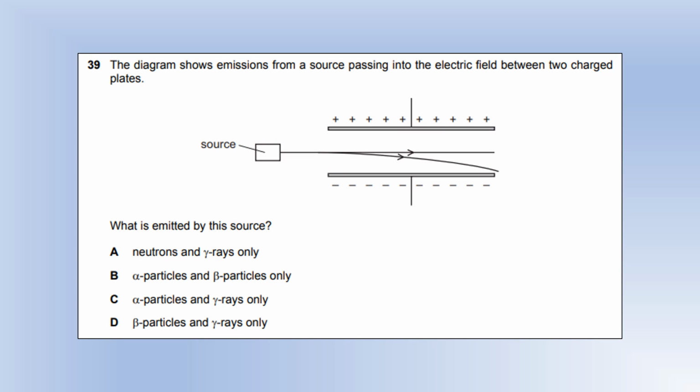The diagram shows emissions from a source passing through an electric field between two charged plates. What is emitted by this source? So looking at this diagram, we've got one that goes straight on, which must mean that is neutral. And we've got one which bends towards the negative plate, which must mean it's positive. So we need to look for one that has a neutral and a positive. So A has two neutral, so that's not right. B has a negative one, which we don't need. C has a positive and a neutral, so that looks good. D has negative and neutral, so that's no good.